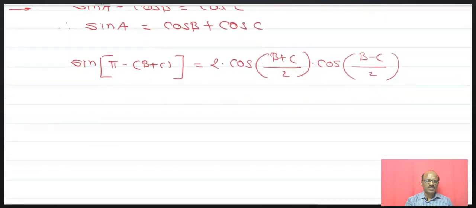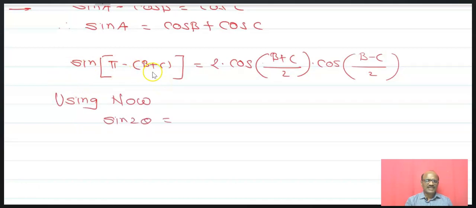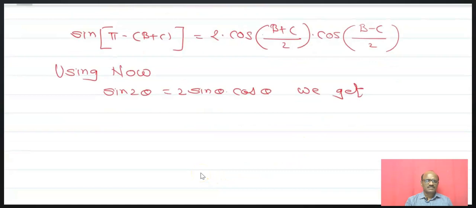Cos of (b minus c) upon 2. Now here is pi minus theta, therefore the function remains as it is, that is, a sine of (b plus c), that is, a sine of 2 times theta is equal to 2 sine theta into cos theta, and we get here that a sine of (pi minus theta) is equal to sine theta.